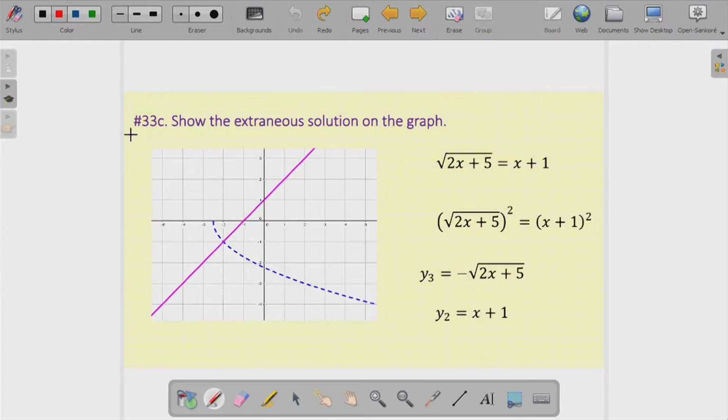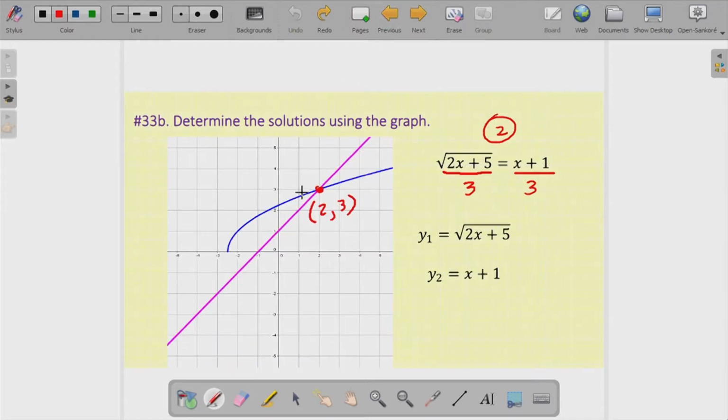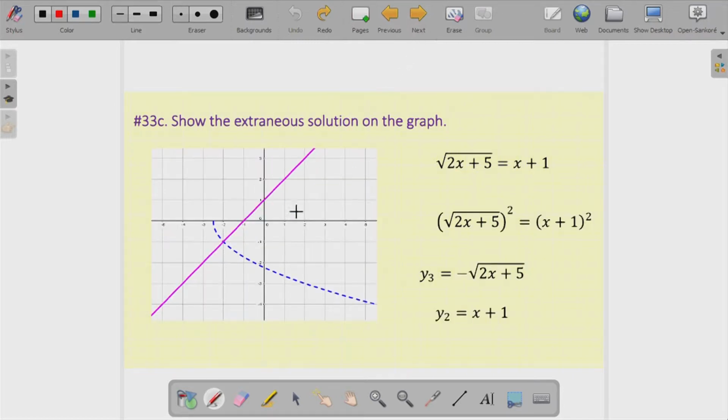However, there's an item that asks students to show how the extraneous solution could be presented graphically, and how that is related to the actual solution and the graph that goes along with that. So in thinking about this, what I've written here is y3 is actually the opposite of this expression, okay?